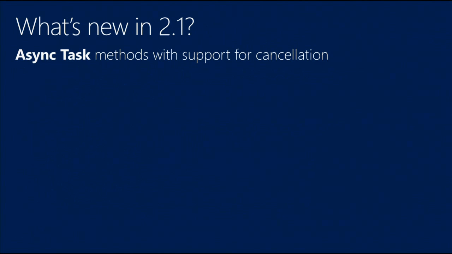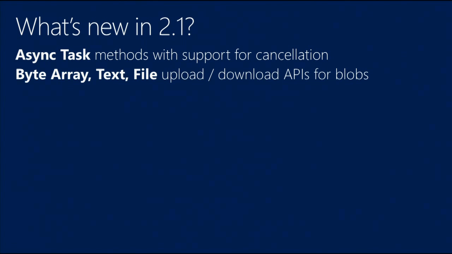So what's new in 2.1? We have async tasks. This is something people have been asking for. So if you're using .NET 4 with the async targeting pack or .NET 4.5, you can now use the async await pattern to do asynchrony very, very easily. We have byte array, text, and file upload and download APIs for Blob. This was something that was in the previous 1.x SDKs that wasn't in 2.0. People asked that we bring it back, so it's there.